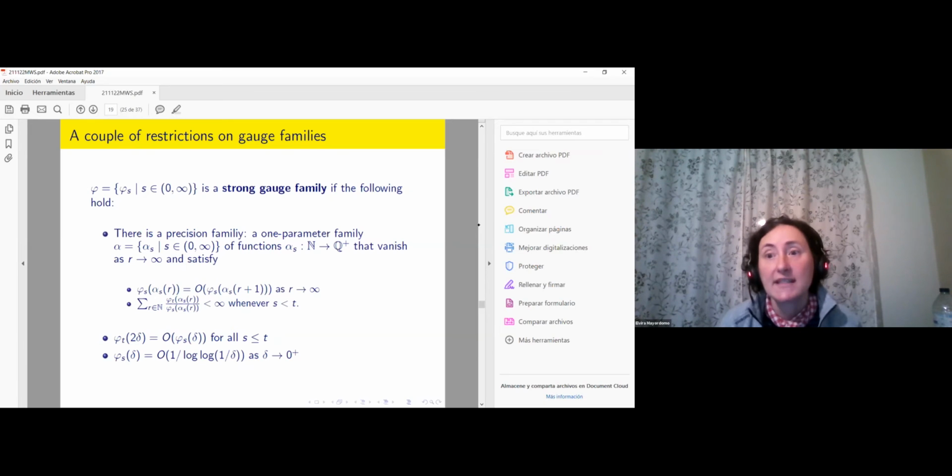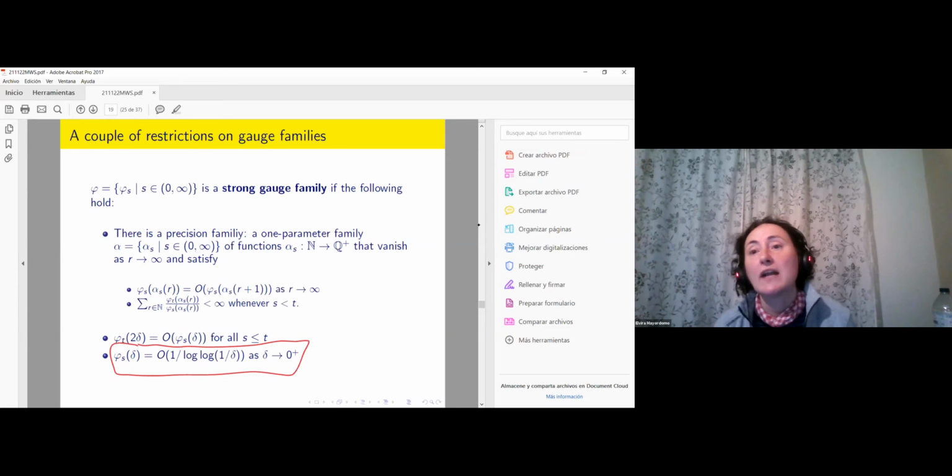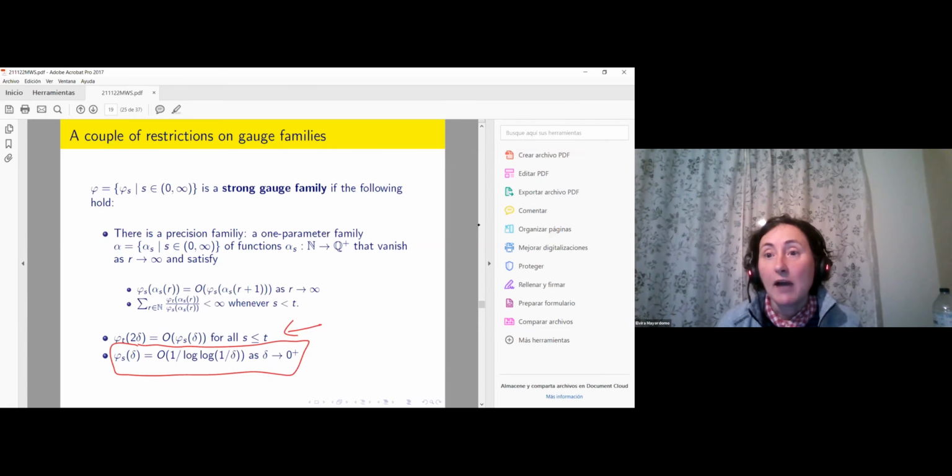Some of the restrictions can be easily removed. But for instance, this last one here is what allows you to use a prefix Kolmogorov complexity instead of plain Kolmogorov complexity. This one is kind of similar. It's also bounding how fast the phi grows, and this one is more just a useful way of being able to deal with limits, okay?